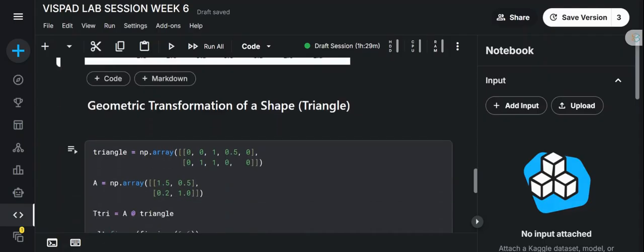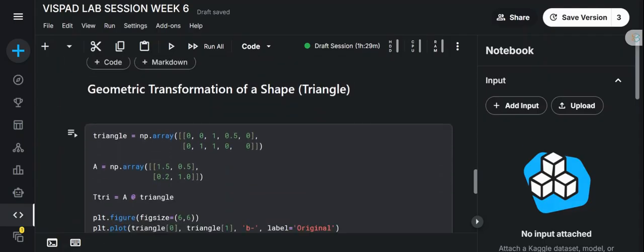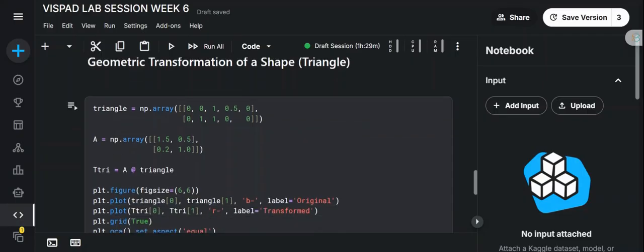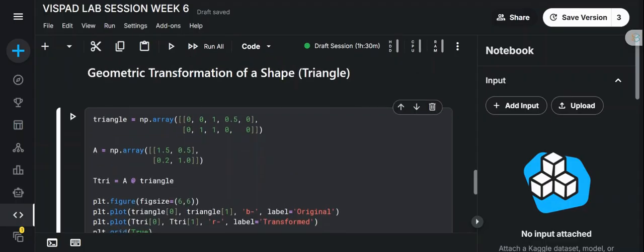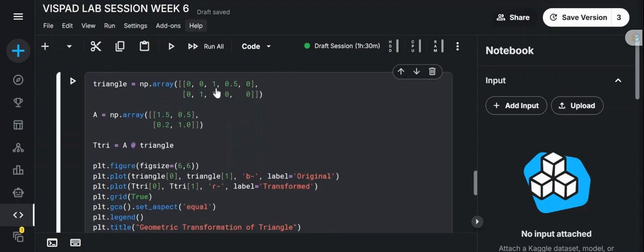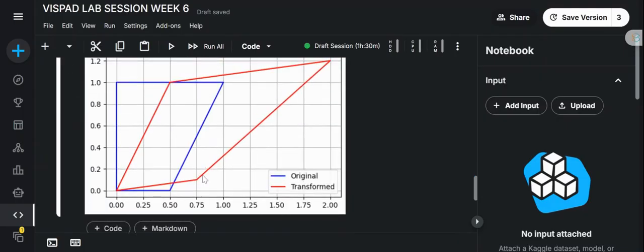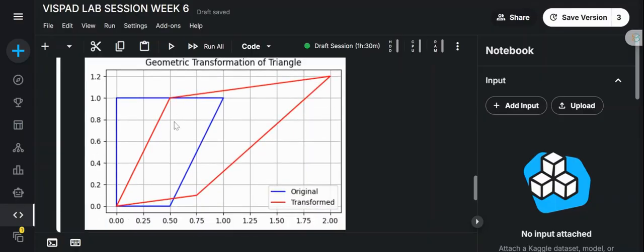All right. So now let's look at another example, specifically a shape being a triangle. So we are going to create a matrix which, when plotted, is going to give us a triangle. So in this case, it's a 2 by 5 matrix, and we are going to perform some form of transformation on that particular shape, which is the triangle. So the original is the blue that you are seeing over here. If this is not a triangle, this is a trapezium. Sorry, this is a trapezium.